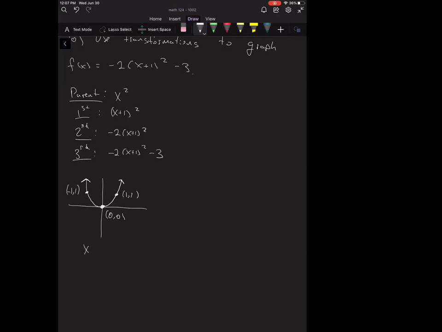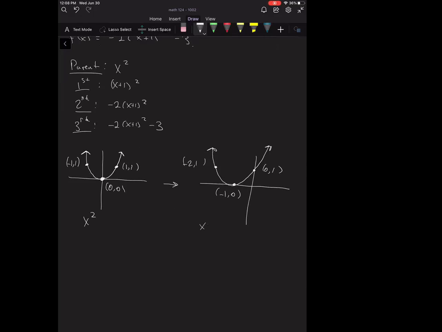So here's x squared. The next one, x plus 1 squared. So that plus 1 means we move everything over to the left, or we subtract 1 from all of the x values. So if we subtract 1 from the x value at the origin, we're going to have -1, 0. We subtract 1 from the point 1, 1. That's going to move over to 0, 1. Notice we're only subtracting 1 from the x values, not the y values. So this point now is going to be -2, 1. This is x plus 1 squared.